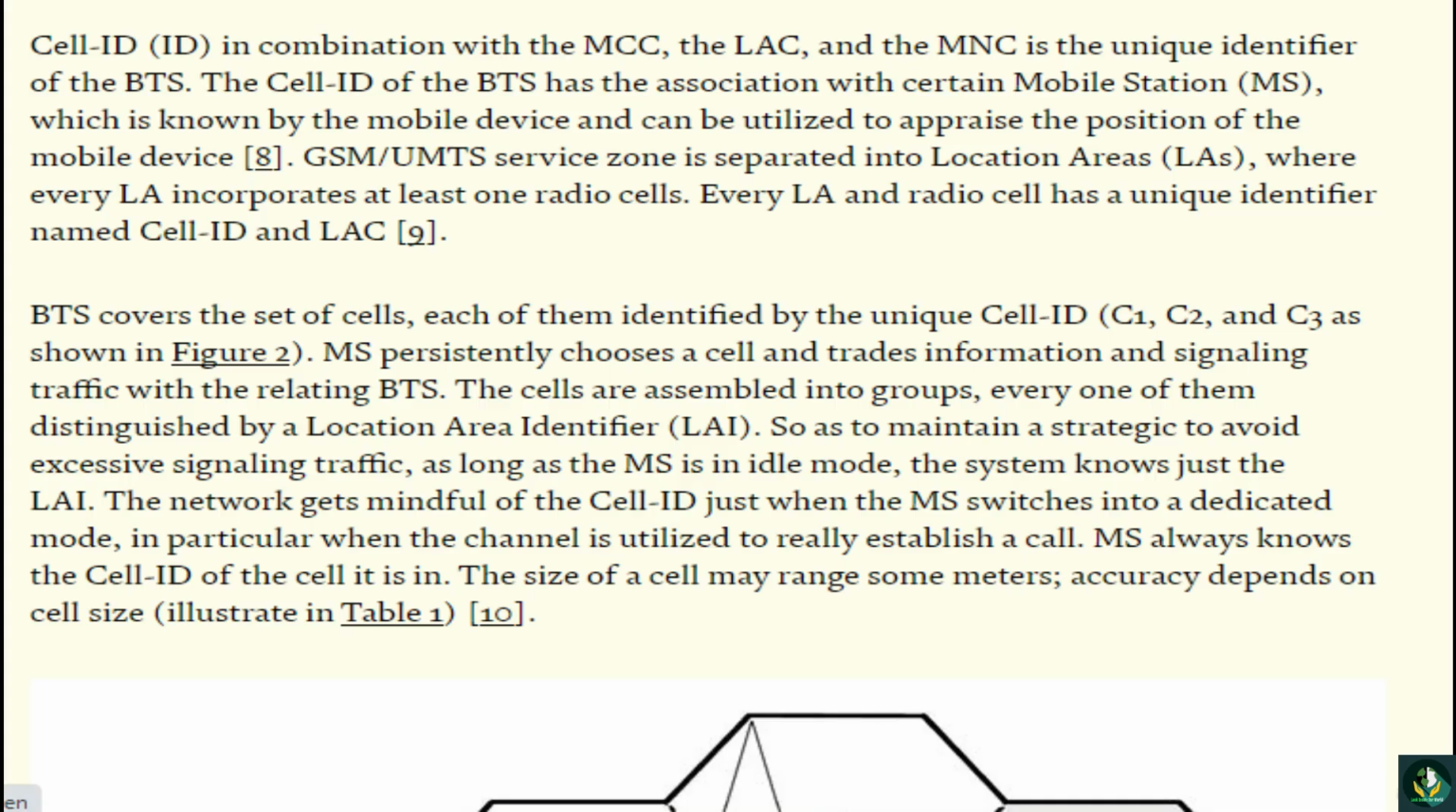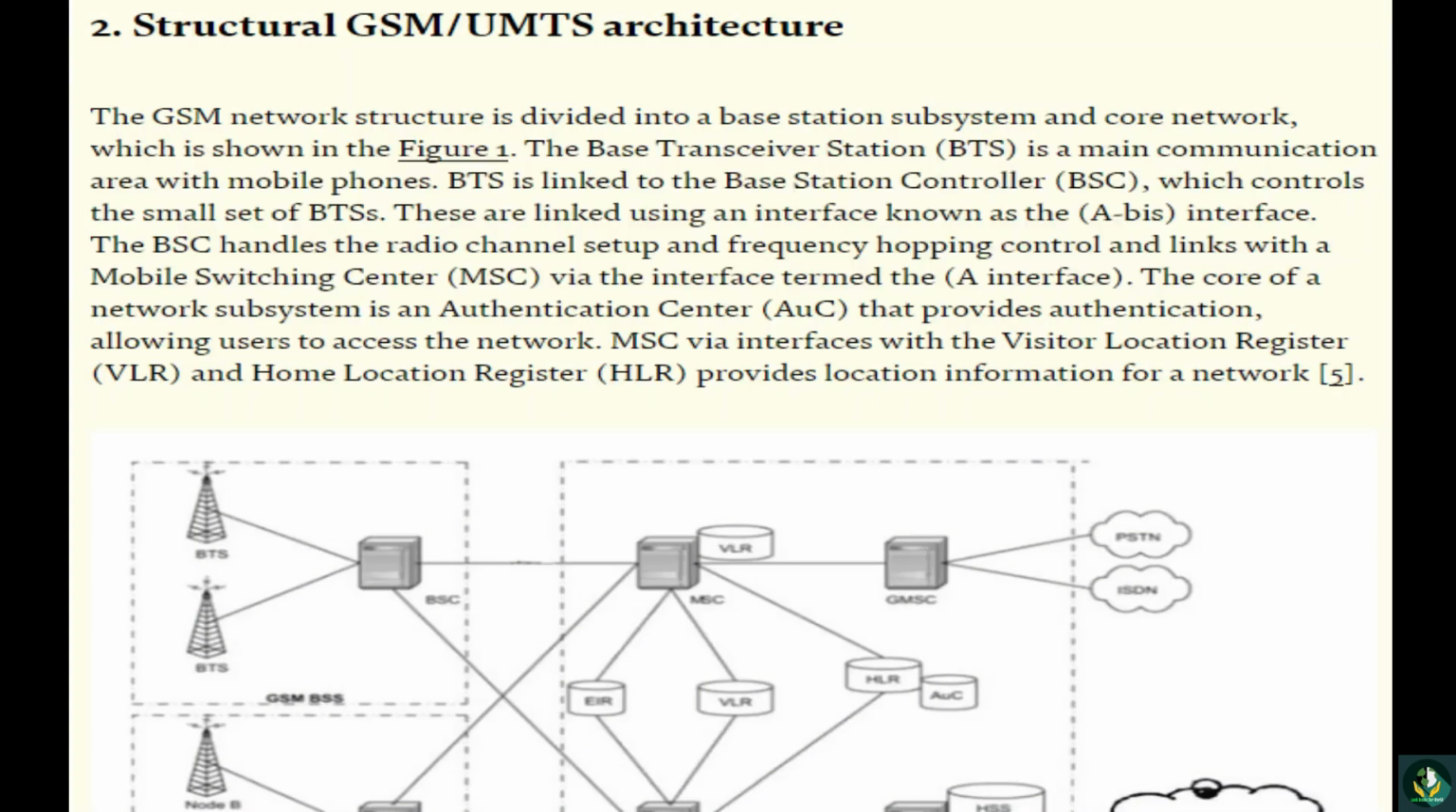Cell ID in combination with the MCC, the LAC and the MNC is the unique identifier of the BTS. The cell ID of the BTS has an association with a certain mobile station, which is known by the mobile device and can be utilized to approximate the position of the mobile device.